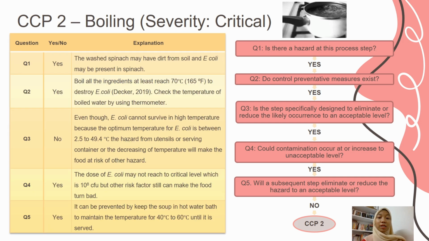The second CCP is boiling because the spinach may contain E. coli and the temperature for boiling the spinach needs to be higher than 70 degrees Celsius because the optimum temperature is between 25 degrees Celsius to 49 degrees Celsius.